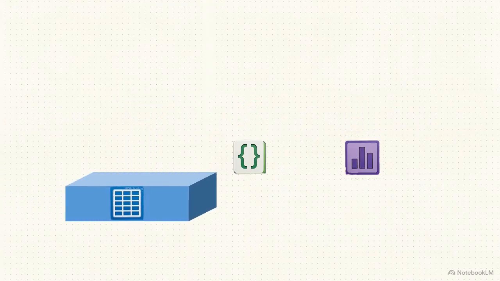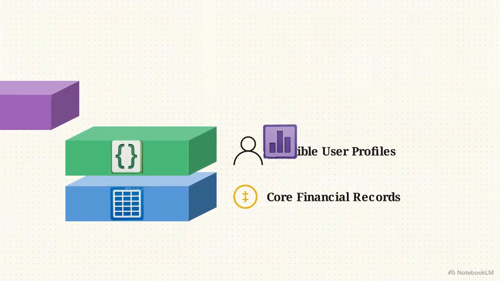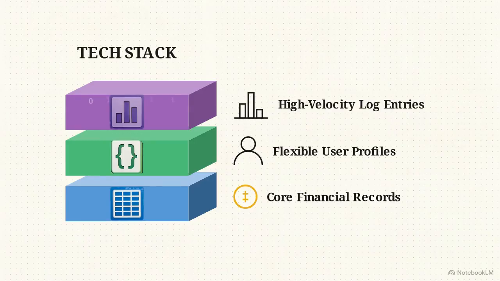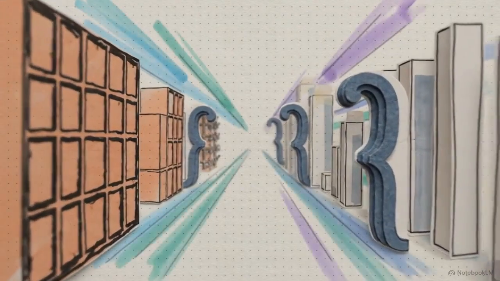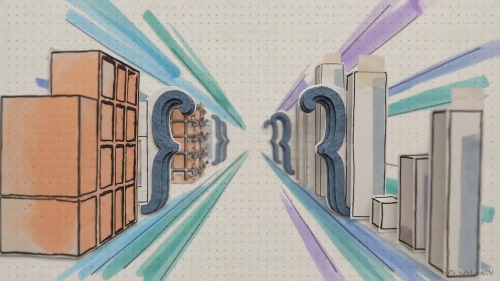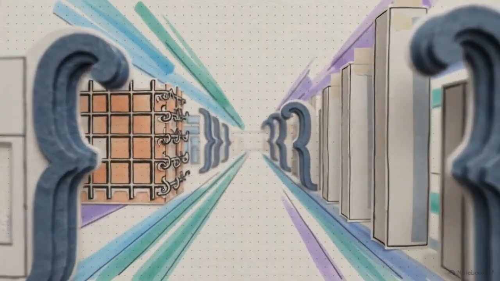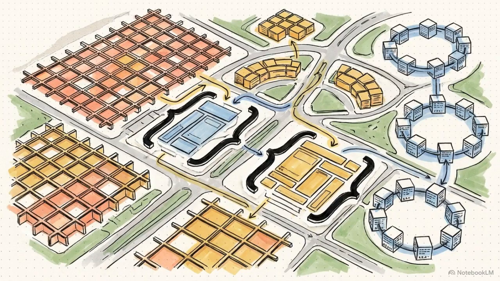A modern tech stack might use SQL for its core financial records, MongoDB for its flexible user profiles, and Cassandra to handle millions of high-velocity log entries. The billion-user platforms of today were built by matching the physical shape of data to the specific speed of the business. Architecture has become the primary limit on a company's ability to innovate and survive.